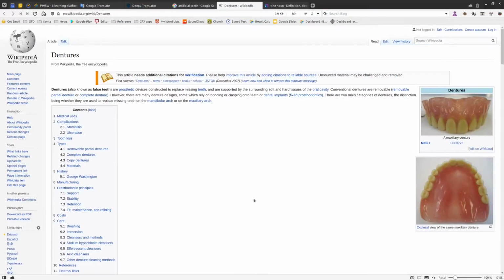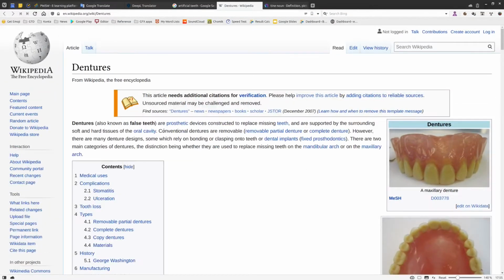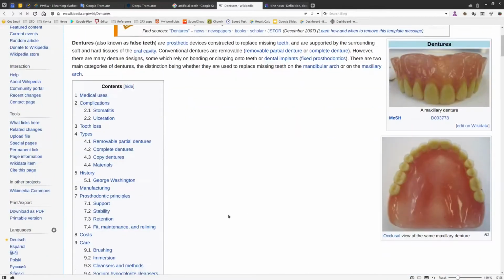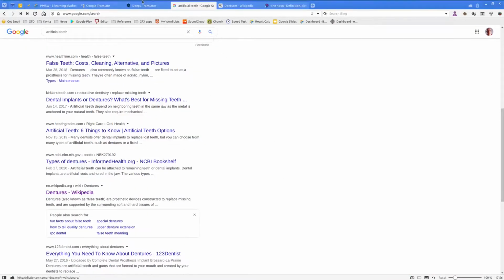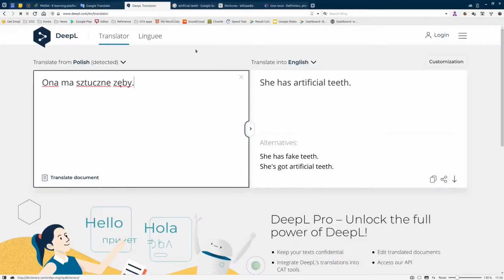But if you look at the Wikipedia page, dentures, also known as false teeth. This is the commonly used term. Dentures are false teeth. Artificial teeth is not really, I mean, maybe some people use it, but I'm surprised that such a common term is mistranslated, especially by DeepL.